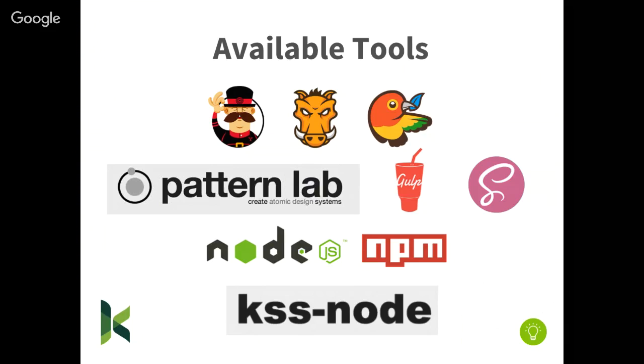Now, KSSNode is a popular one. PatternLab seems to be an extraordinarily popular one. And of course, with either of those, you need some sort of task runner like Yeoman or Grunt or Bower or Gulp, or some sort of compiled CSS like Sass or Less. It seems like you can just use straight up CSS.